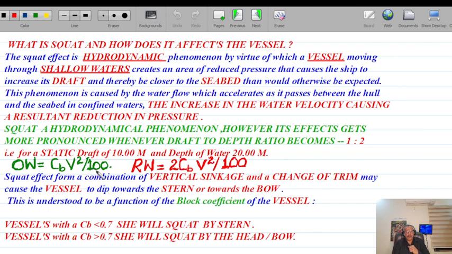Now we all know the calculation of squat: in open waters, that is OW, it is CBV square by 100, and in restricted waters, RW, it's 2 CBV square by 100. So the effect is pronounced more exponentially in shallow waters. The squat effect is a combination of a vertical sinkage and a change of trim and may cause the vessel to dip towards the stern or towards the bow. Now remember, one is squat, that is either CBV square by 100 in open waters or 2 CBV square by 100 in restricted waters.